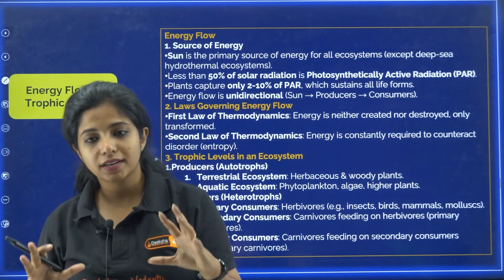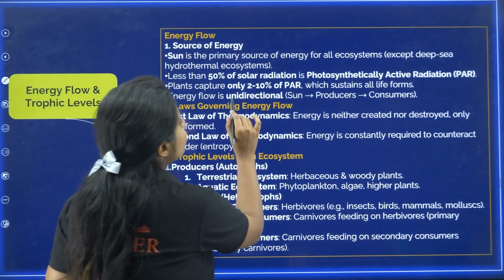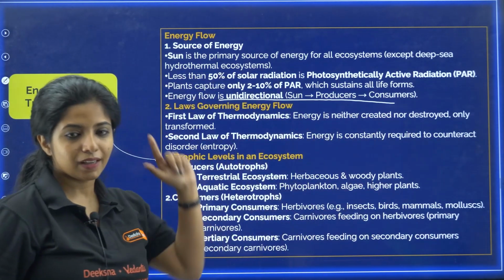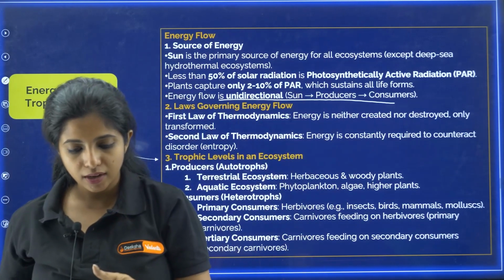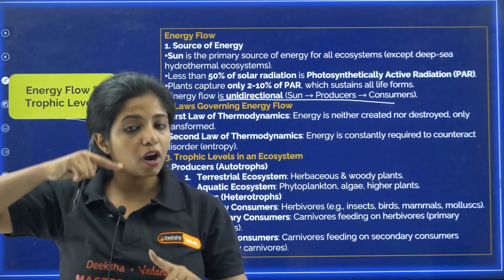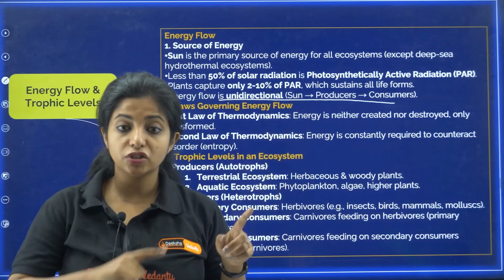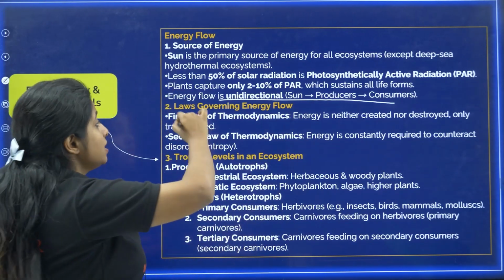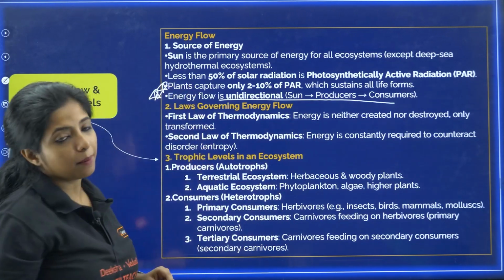Now I want you to understand one thing: energy flow is always unidirectional. From the sun, the plants capture it. From the plants, the animals capture it, and it goes on. It does not go in all directions, my dear children. It's always unidirectional, and this is something that you have to remember.